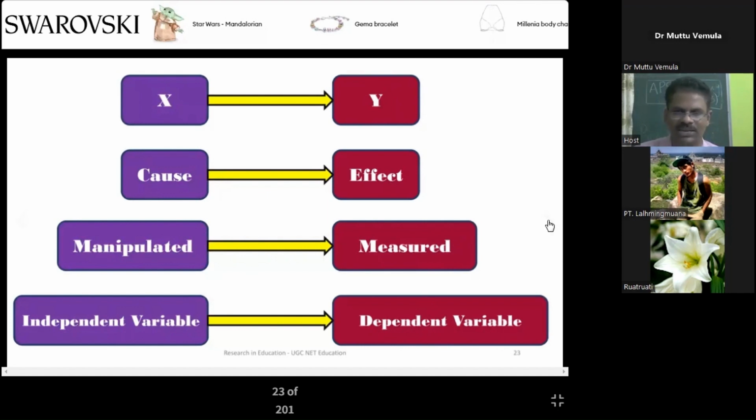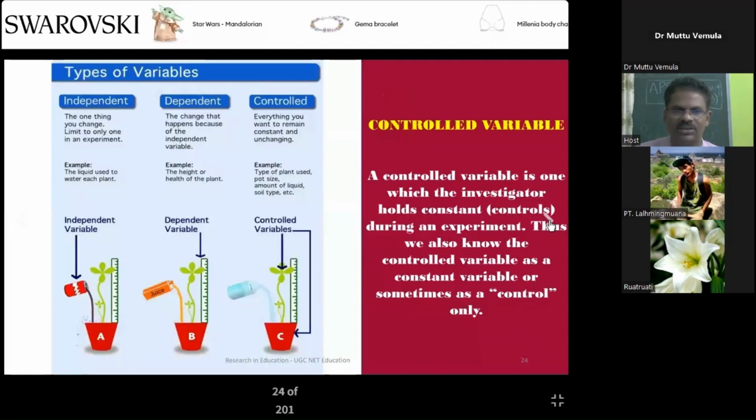All right. Yes. So types of variables are explained in detail here. I leave this left part for you to go through later on when you get this PPT after my presentation. And control variable is a new concept. What is this? A controlled variable is the one which the investigator holds constant or controls during the experiment. Thus, we also know the control variable as a constant variable or sometimes as a control only.